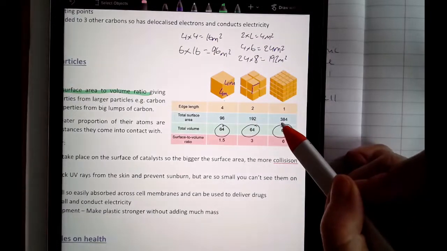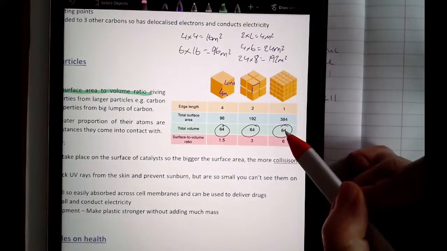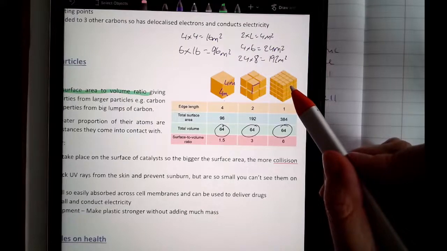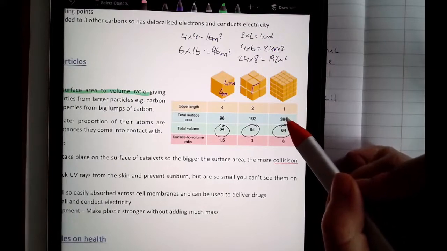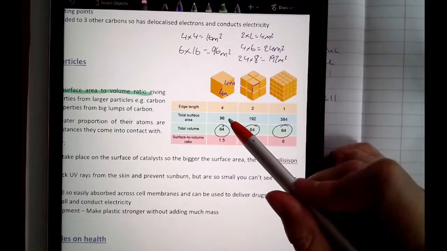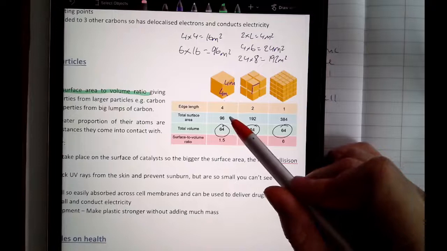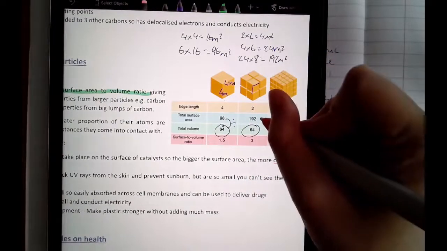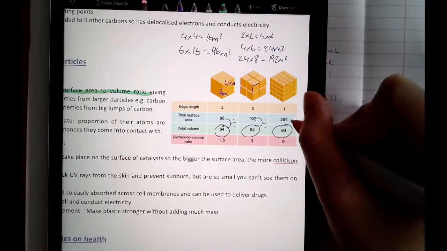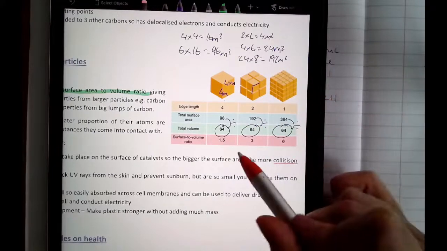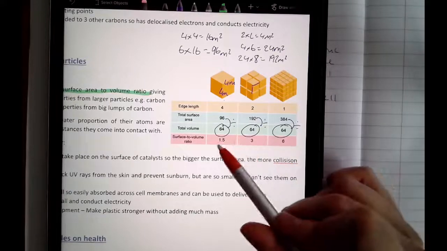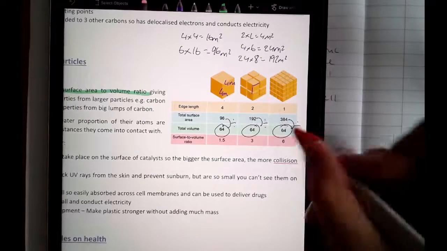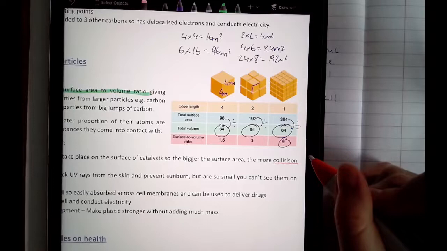And I do the same again here. Again, volume is exactly the same, but I've cut them up into lots of individual cubes, and that massively increases my surface area. And then the final calculation you can do is surface area to volume ratio. So you take the surface area and you divide by the total volume. So that would be 96 divided by 64, 192 divided by 64, 384 divided by 64. And that allows you to compare the surface to volume ratio of the 3 cubes. And we can see here that this one at the bottom has the highest surface to volume ratio.